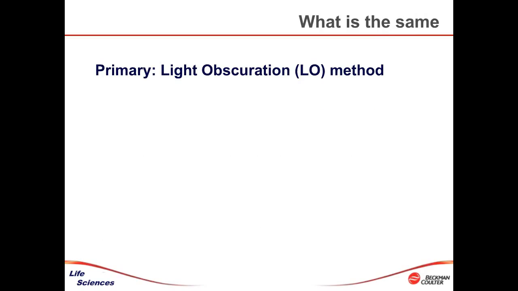So what is it saying? Well, first off, the primary method is still the light obscuration device. Light obscuration sensors have been used in this methodology since the 1960s, and that continues to be the primary method used. Very repeatable, and that's one of the values. Very fast, very repeatable.